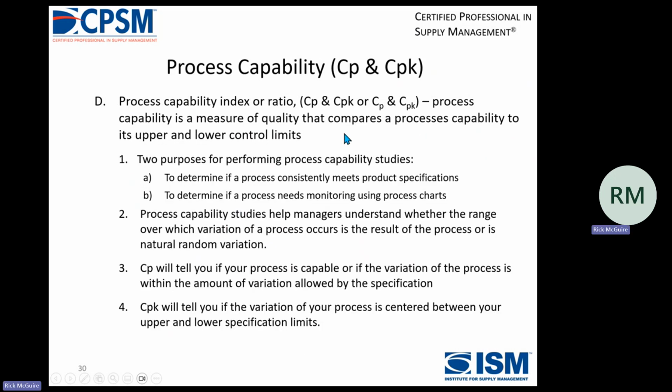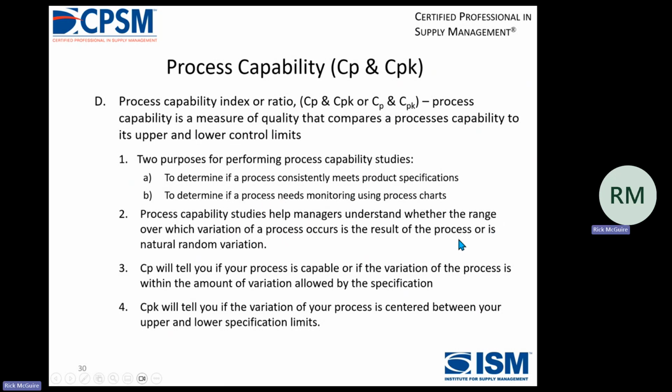Then you got Cp and Cpk, 2 purposes for performing process capability studies. What these Cp and Cpk measure is whether the process you're using to manufacture the part or the finished good is capable of meeting the specifications that engineering has given that it needs to perform to. So determine if the process consistently meets product specs and determine if it needs monitoring using process or SPC charts.